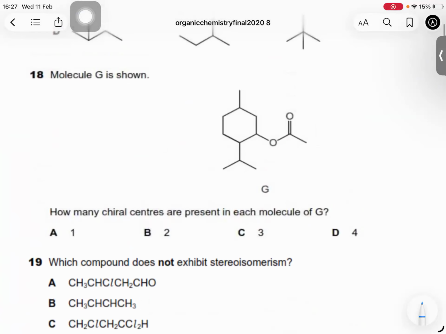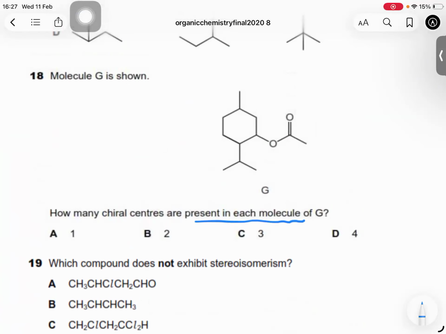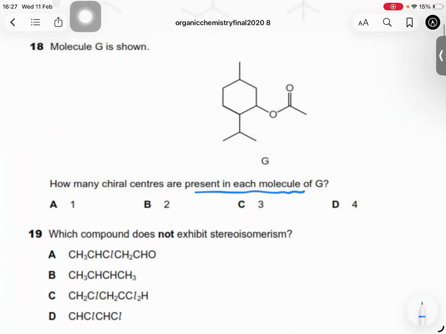How many chiral centers are present in the molecule of G? Is this? So how many have there been? Along with them, two CH3s. This one has two CH3s.